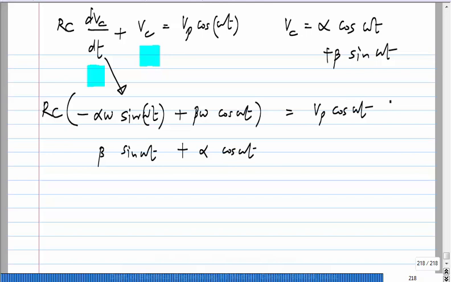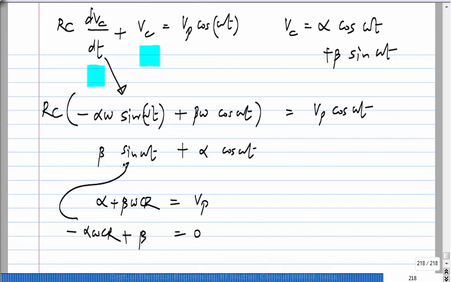So from this you see that alpha plus beta omega Cr, or omega Rc, should be equal to Vp, and minus alpha omega Cr plus beta equals 0. Okay. So this is the coefficient of sine, that's the coefficient of the cosine. Okay.